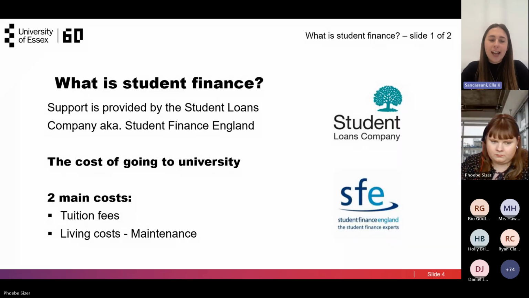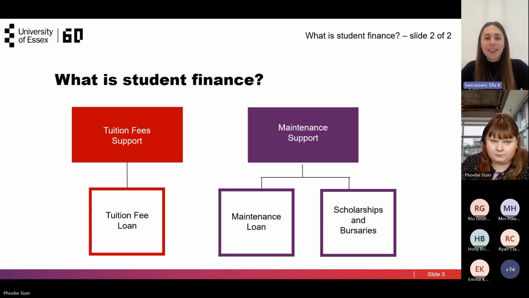So this is tuition fees and living costs, which is also known as maintenance costs as well. So there's two main areas of student finance. Tuition fee support is the tuition fee loan, and then maintenance support is a separate pot of money, which is made up from the maintenance loan and any scholarships and bursaries. So we'll go over this all in more detail over the next few slides.